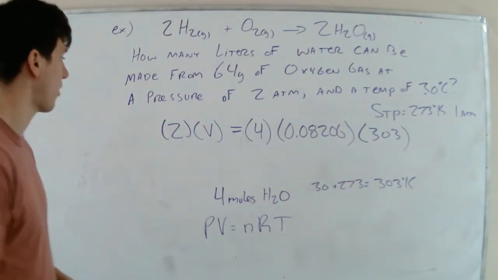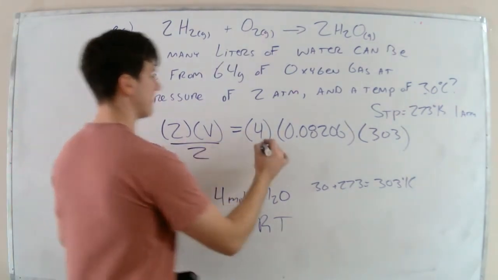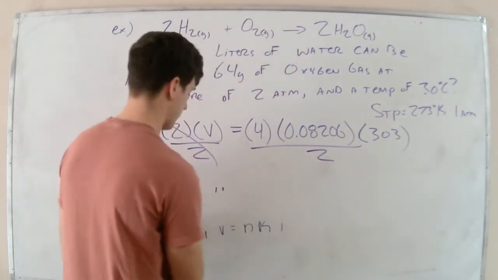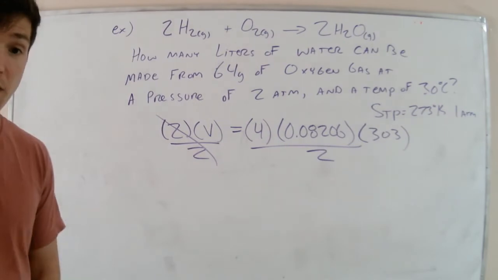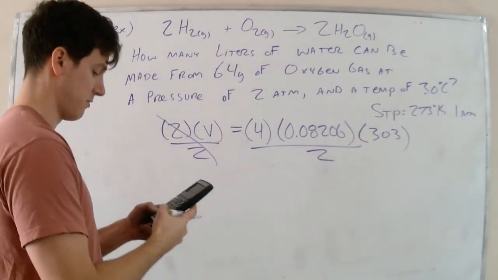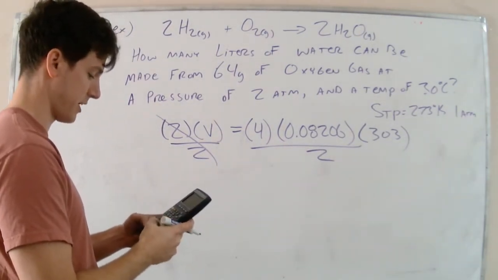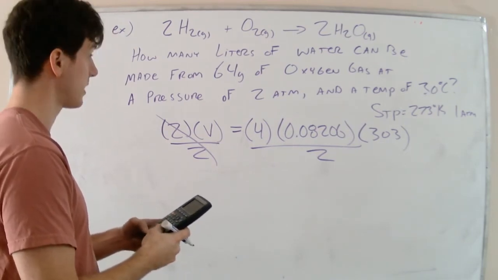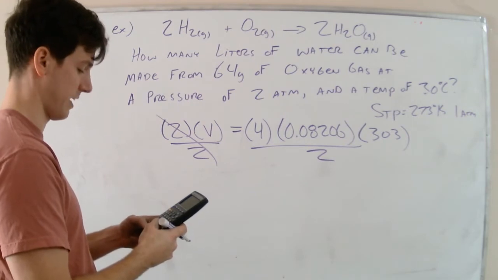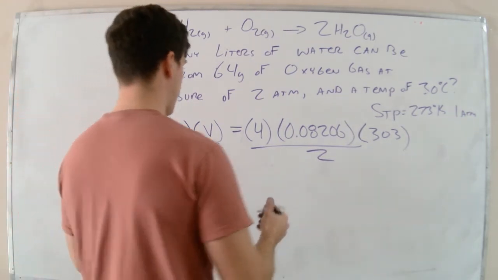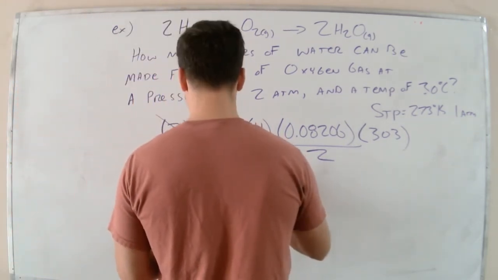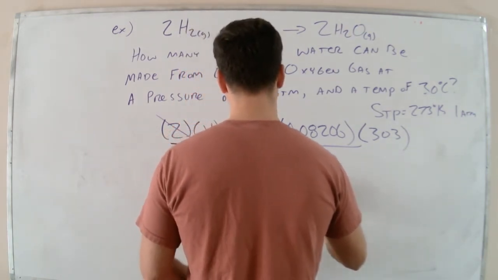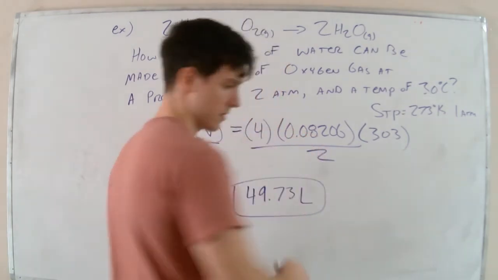So now we have to get volume by itself. Divide by 2 on both sides. And that will give us volume. Let's plug this in. 4 times 0.08206 times 303. And then I'll divide that by 2. And I'll get a volume of 49.73 liters.